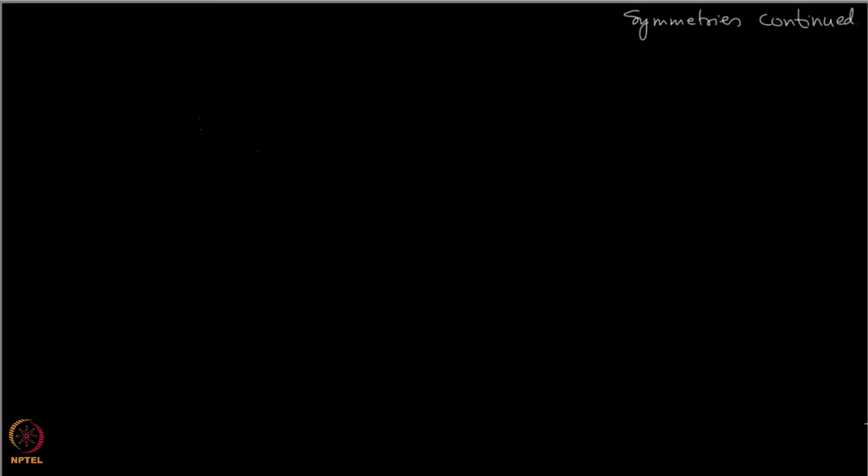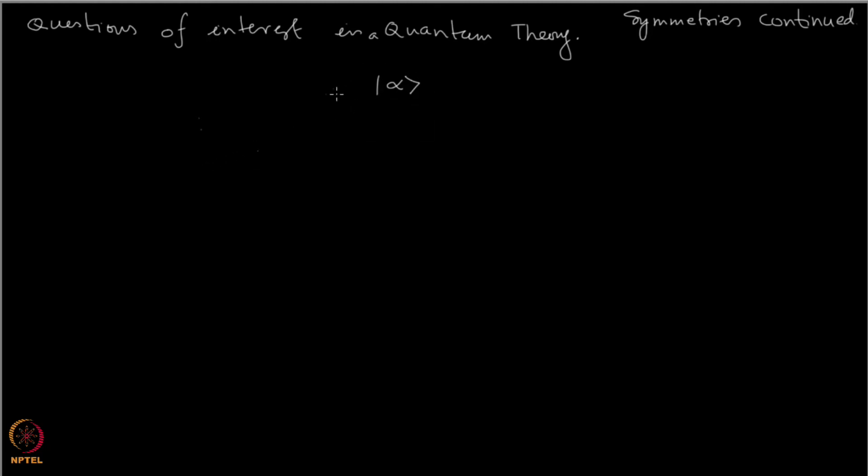Okay, let's continue our discussion on symmetries. And today we begin by asking what are the questions that we ask in a quantum theory. So, the things that we ask are what is the probability amplitude of one state evolving into another state, or what is the probability amplitude of a state alpha that we find it in some state beta. So, these are the kind of things that we are interested in when we are working in a quantum theory.